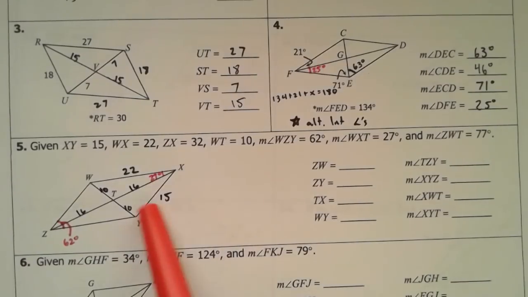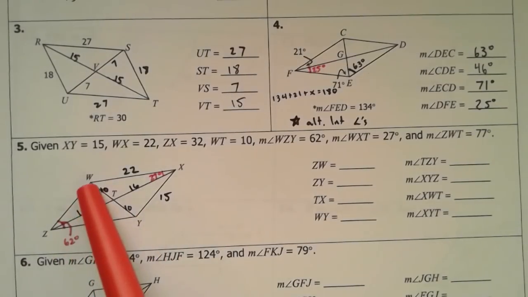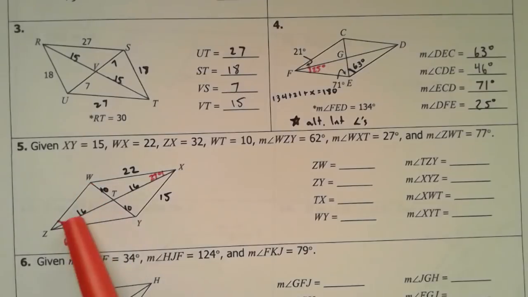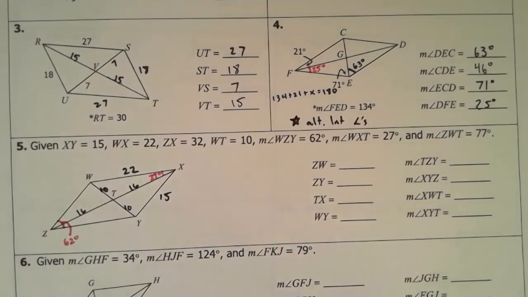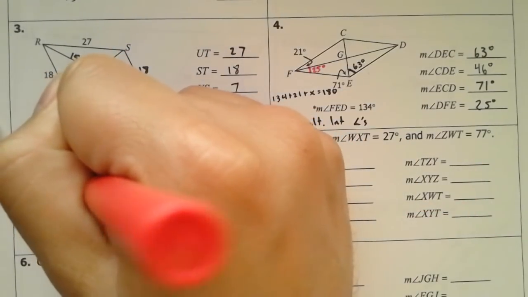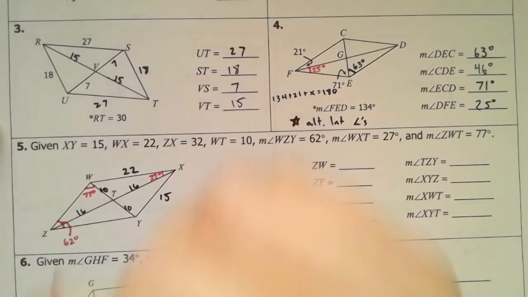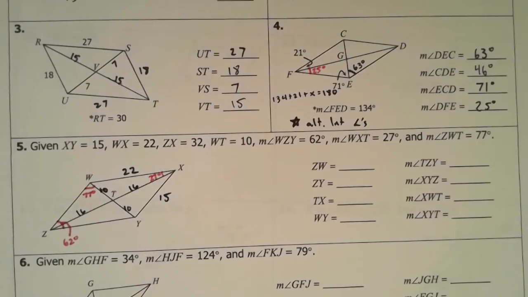And we have the final one, ZWT. ZWT here, this angle here, is 77 degrees. So this one is 77 degrees. Okay, so let's start with this angle here in the bottom left, 62 degrees. This one is opposite to this entire thing here.